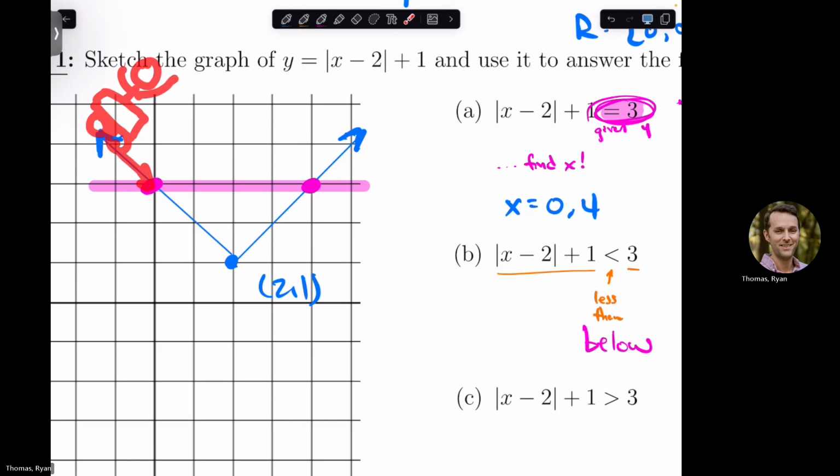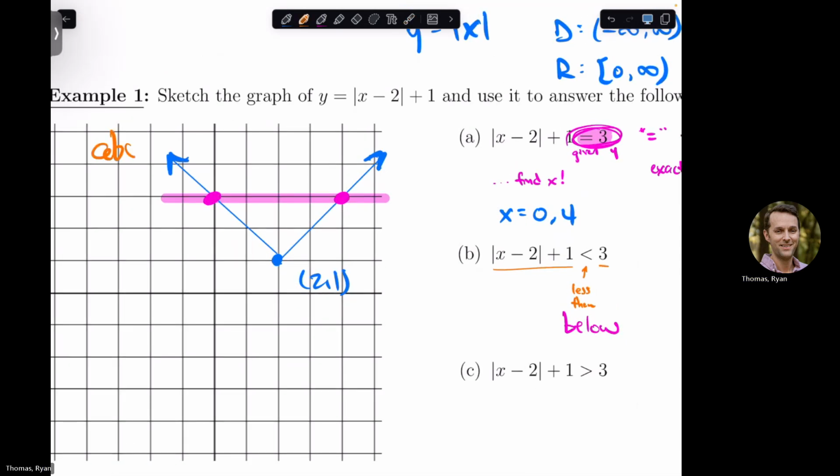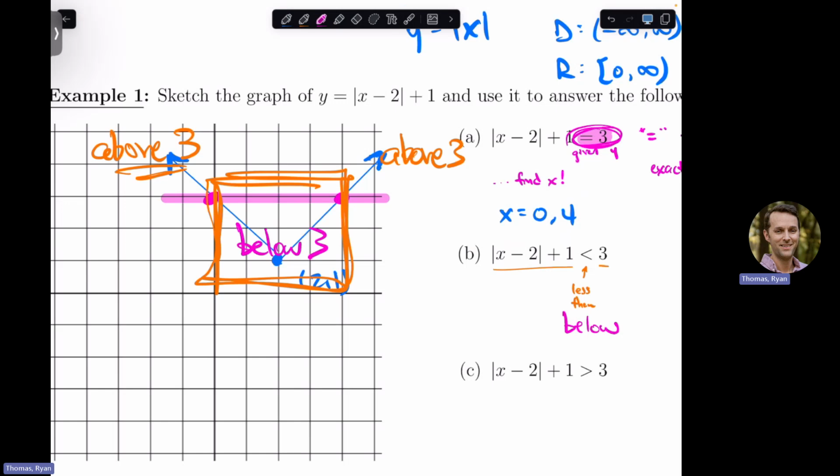You get to 0, then you've got to be careful. And where does it get back above the pink line? 4. And then after that, you're above again. So all out here, the function is sitting above 3. Out here, it's sitting above 3. But this chunk in the middle is sitting lower than 3. That's the part we're interested in, because the question was, where is it less than 3?